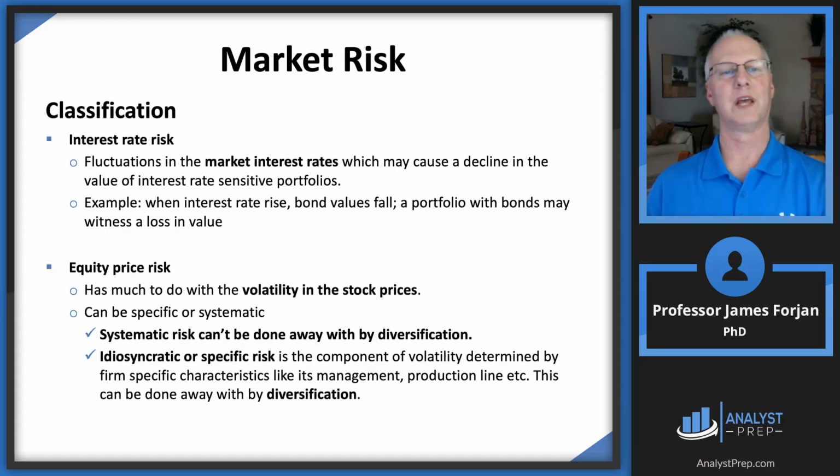How about some classifications here? Interest rate risk. This is just fluctuations in market interest rates. I mean, what do we know? A bond portfolio has a yield to maturity. What happens to yields? They go up. And when yields go up, bond prices fall. That's why we spend so much time talking about duration and convexity.